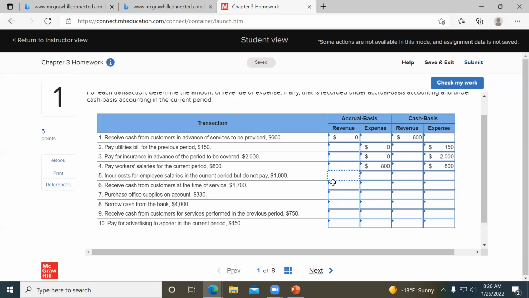Okay. So we incur costs for employee salaries in the current period, but we don't pay the $1,000. Would we show that under the accrual basis? We would, because they were incurred. But we wouldn't show it under the cash basis because we didn't pay the cash yet, did we? No. Right. Receive cash from customers at the time of service, $1,700. Would we record that as revenue under accrual? Yep. How about under the cash basis? Yep.